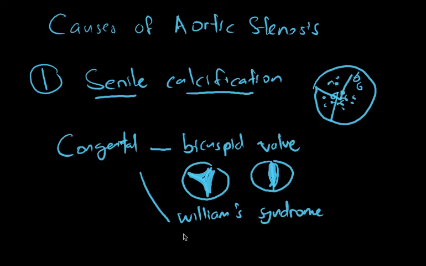But they also have some connective tissue problems, and this causes them to develop something known as supravalvular aortic stenosis when they enter adulthood.